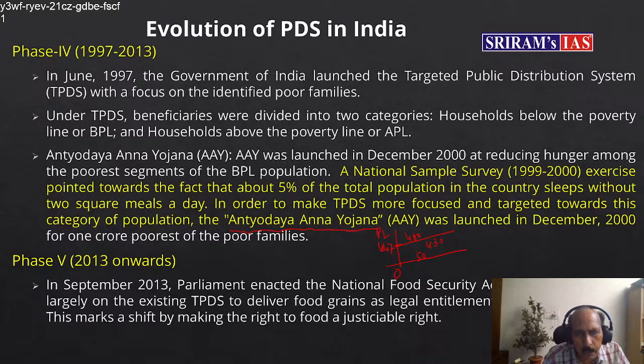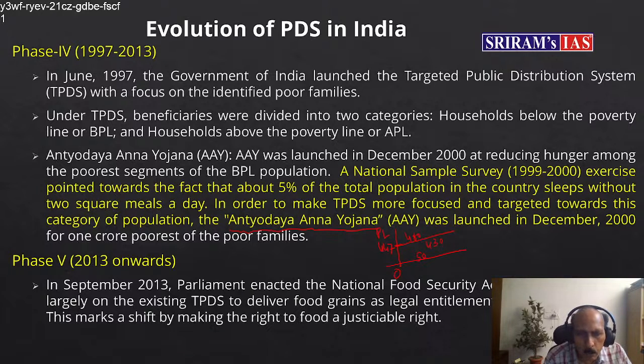But in 2013, a major change has happened. And the major change that happened was that the Parliament enacted the National Food Security Act 2013. Of course, the campaign was going on for quite some time, that right to food should be the fundamental right of the people, and therefore, in 2013, the Parliament enacted the National Food Security Act 2013. Under the Act, the targeted PDS system delivers the food grains as legal entitlements.